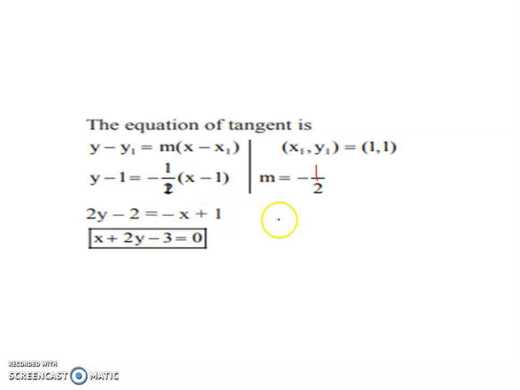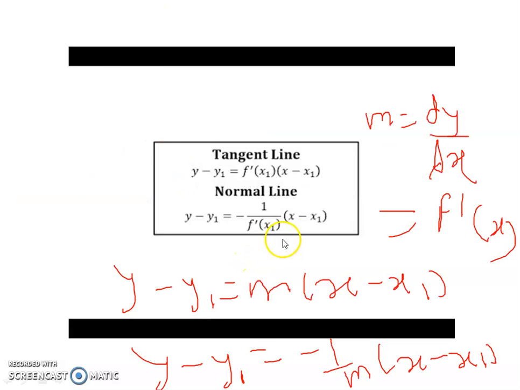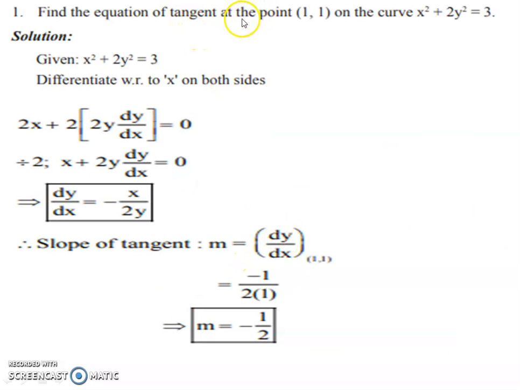So obviously 2 into 2y, 2 minus 2, minus 1 into x, and minus 1 into minus 1 is plus 1. Equating, we shift x this side. So x plus 2y minus 2 minus 1, minus 3, is equal to 0. So x plus 2y minus 3 equal to 0 is the equation of tangent. In this way, we derive the equation of tangent at the point 1, 1 on the curve x square plus 2y square is equal to 3.